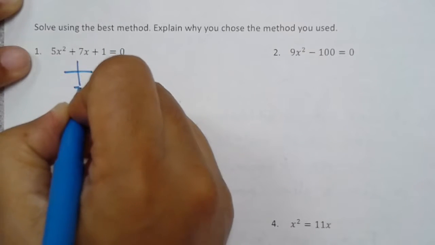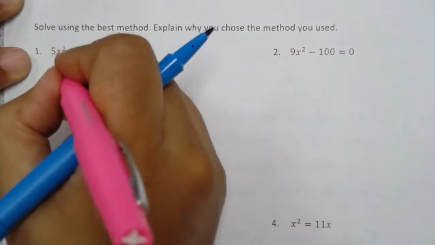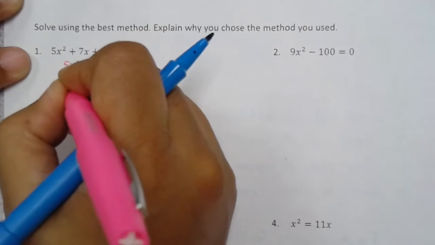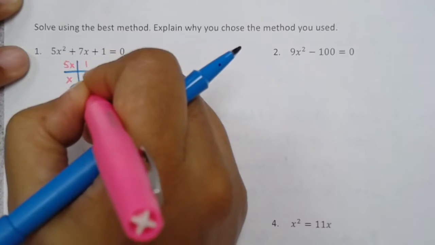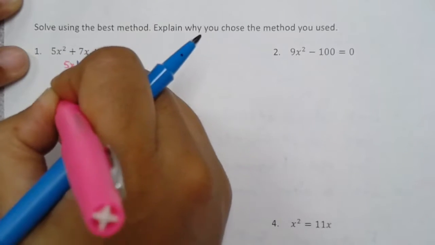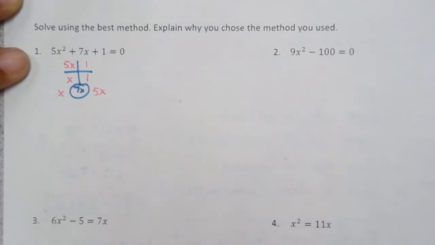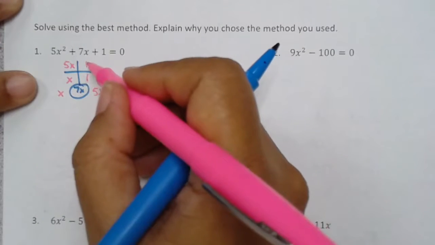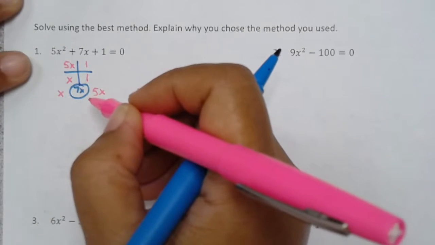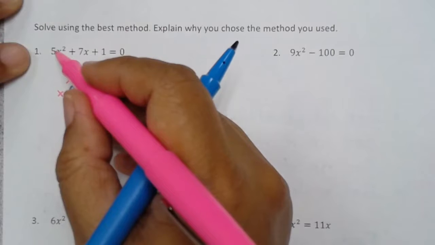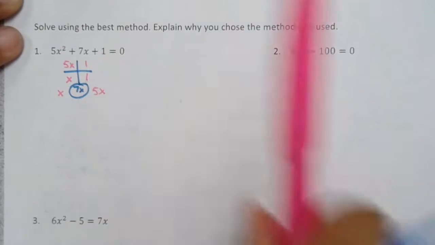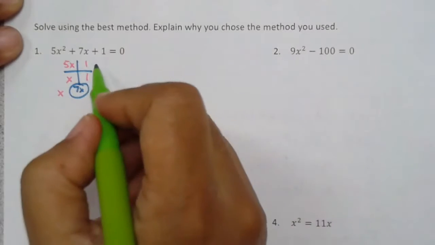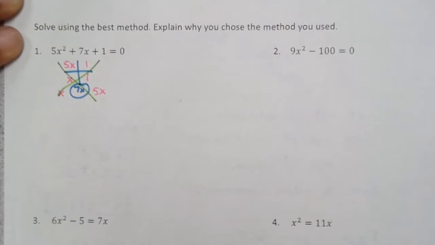Two things that multiply to get 5x squared is 5x and x. Two things that multiply to get 1 is 1 and 1. All right, multiply diagonally here is 5x. Diagonally here is x. That does not add to 7x. And there are no other numbers that multiply to get 1. And there's no other numbers that multiply to get 5. It's just 5 and 1. So since the t-chart does not work, we have to use the quadratic formula.